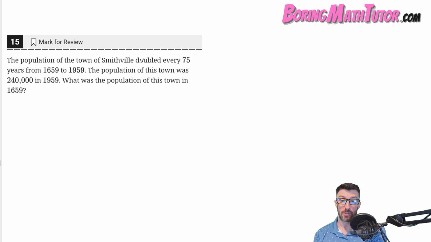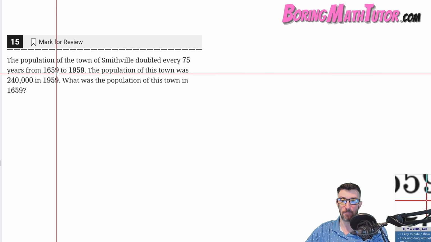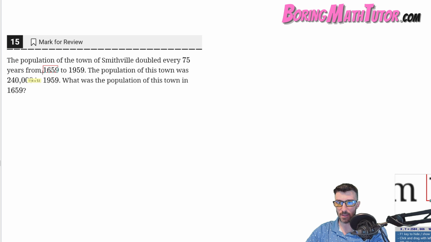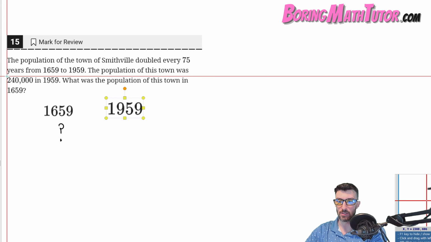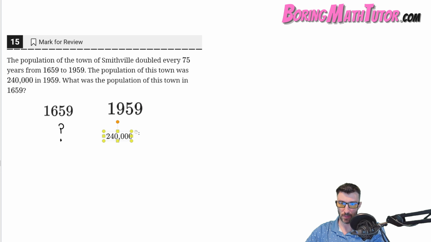Here they're saying that the population of the town of Smithville doubled every 75 years from 1659 to 1959. They were keeping some good records. The population of this town was 240 grand in 1959. What was the population in 1659? So we have at 1659, that is what they're asking about. But in 1959, they're telling us that it's 240 grand.